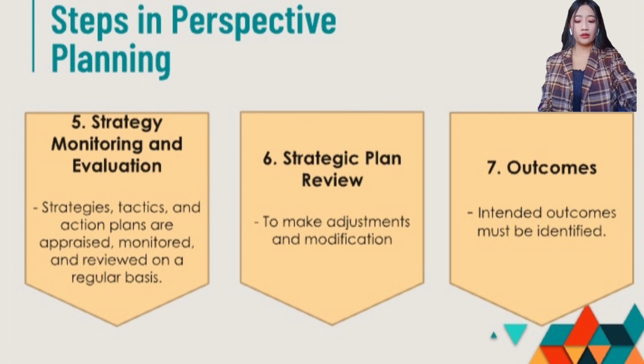To assess the desired outcome of perspective planning, the strategies, tactics, and action plans are appraised, monitored, and reviewed on a regular basis. As a result, future judgments and behaviors will be better. Data feedback is also useful for determining a program's strengths and shortcomings, as well as the extent to which it achieves the plan's objectives. Now we will have step 6, which is the strategic plan review. So the strategic plan is reviewed in order to make required adjustments to the educational system and to modify its path as a result of these assessments.